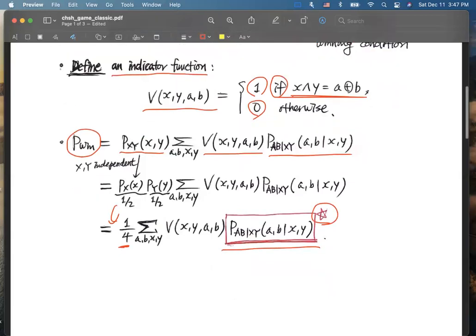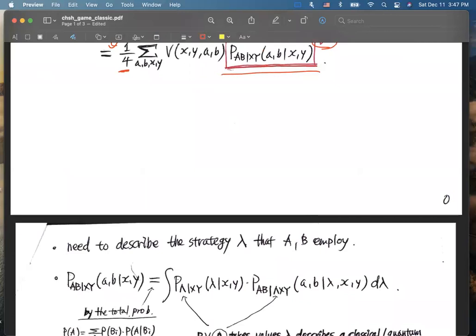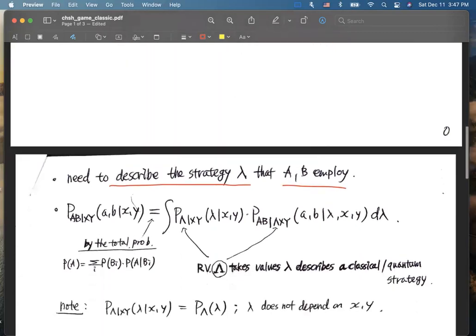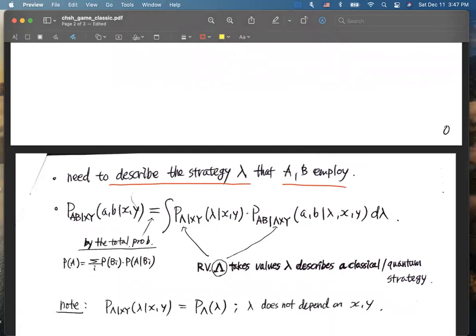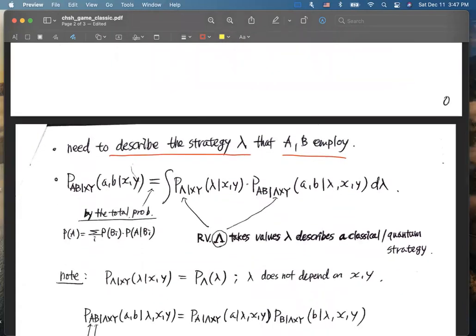And then for the winning probability, we need to analyze this conditional probability, which is important. But to describe this conditional probability, we also need to describe the game strategy lambda, which is generated from the random variable lambda that Alice and Bob employ. By the total probability, and because the random variable takes continuous values from, like, classical or quantum strategies, we use an integral to describe the total probability.